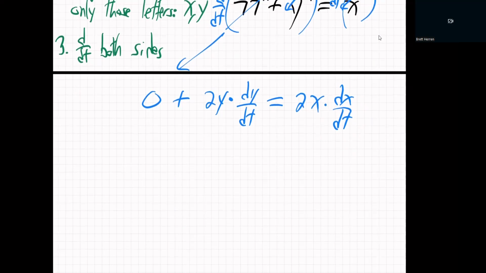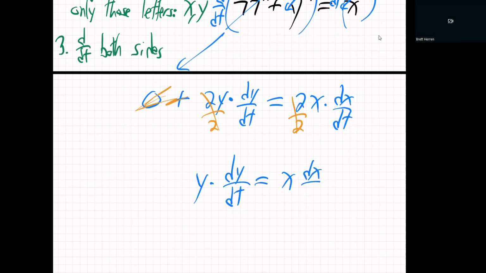All right, so there it is. Now let's just get rid of that. Divide by 2, divide by 2. Boom, boom. So we have y dy dt equals x dx dt. Nice. All right. Step 4.